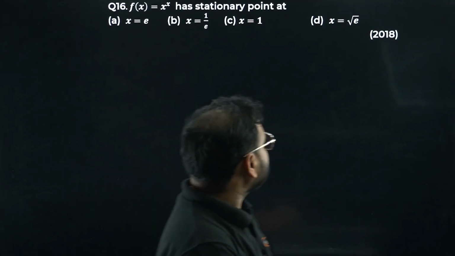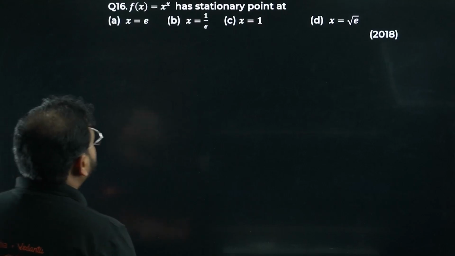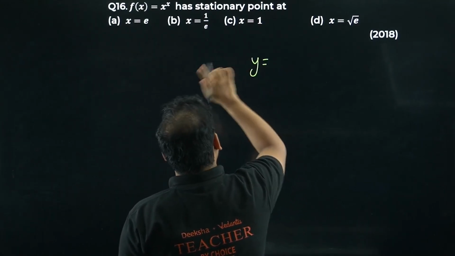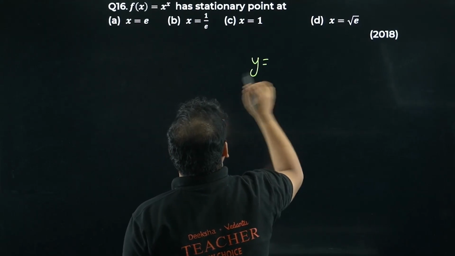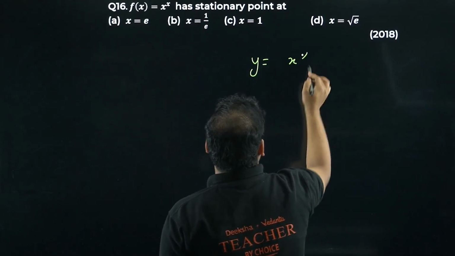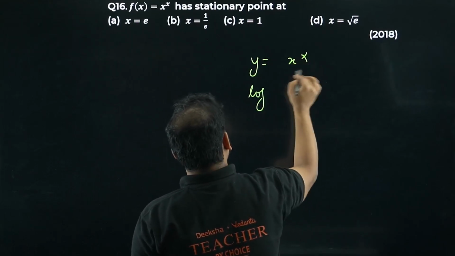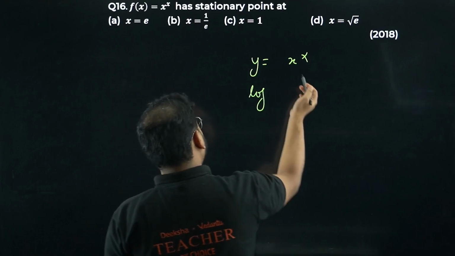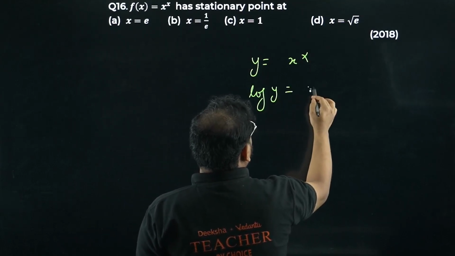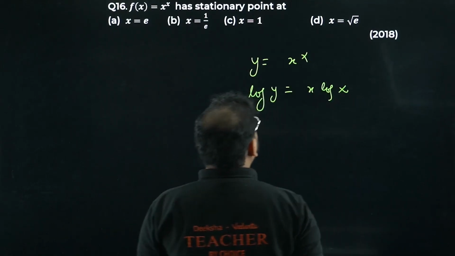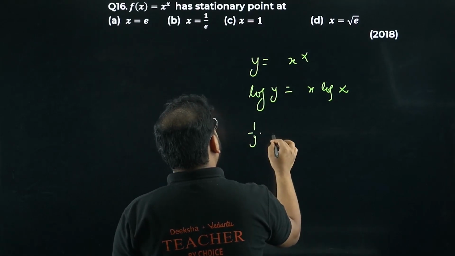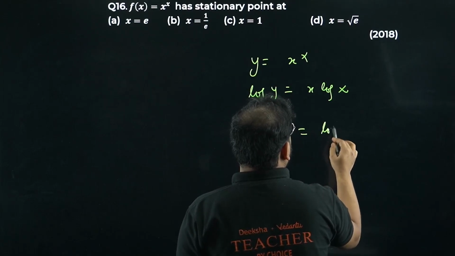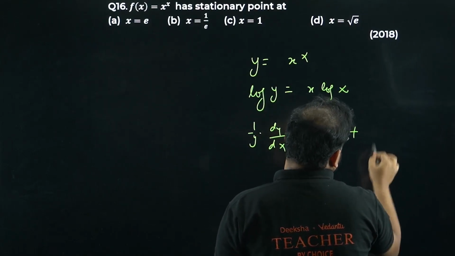16th now. So we have y equal to x power x has a stationary point. Let's look for it the same way. We're looking for a critical point. So you will have x power x; apply log. Whenever you see an exponent, or multiplication, or division, apply log. Log y equals x log of x. So I have 1 by y dy by dx equals log x plus 1.